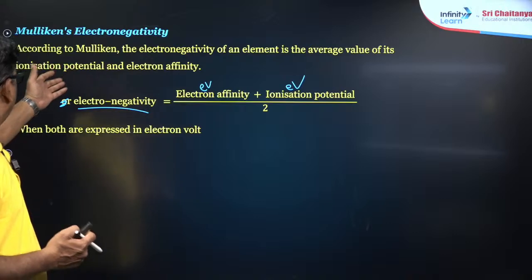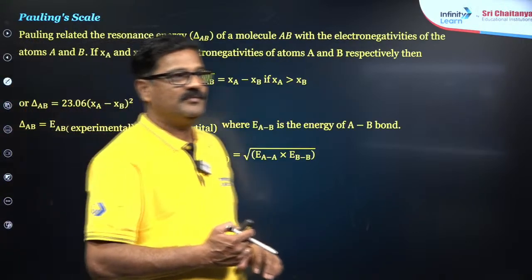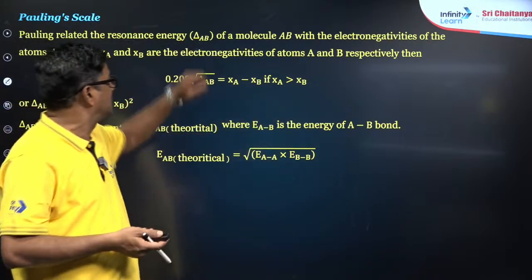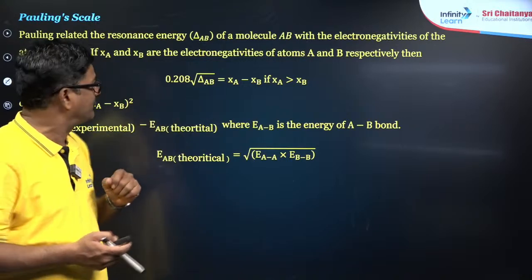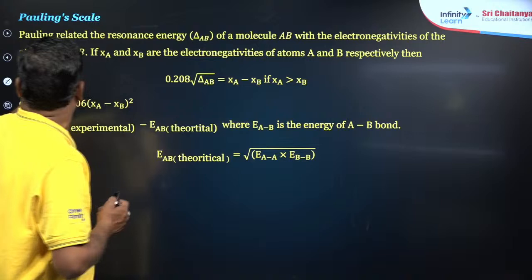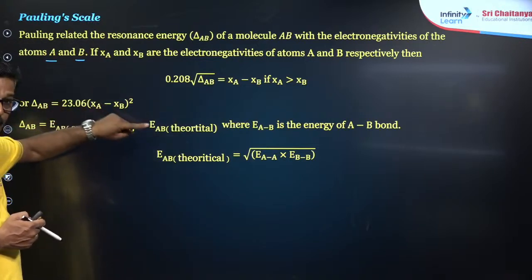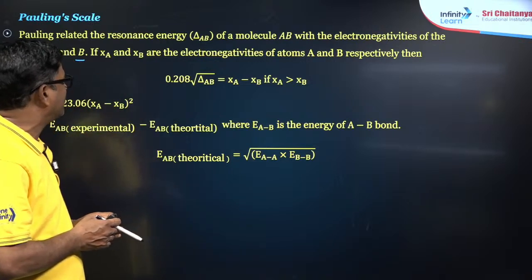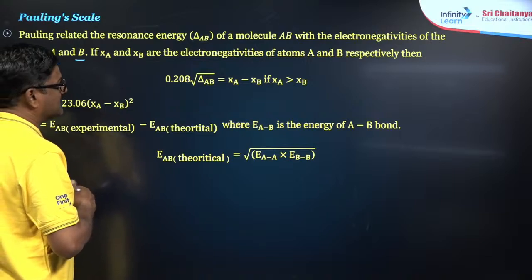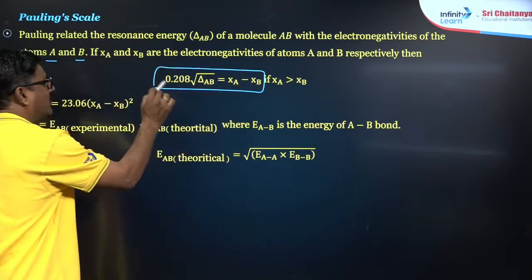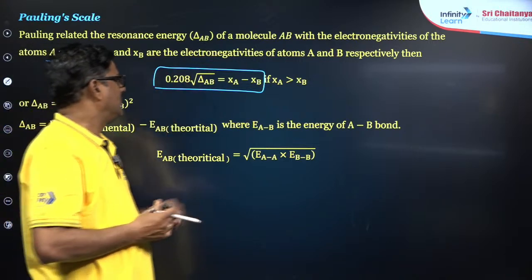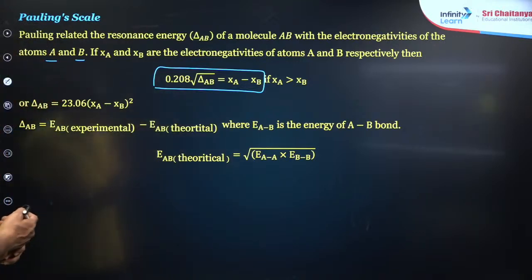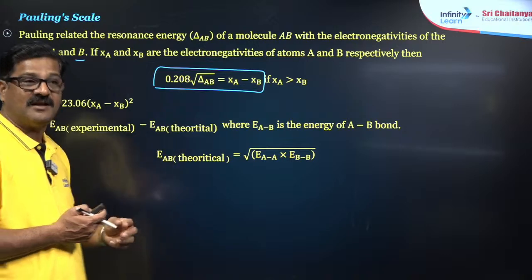Now, another scale, after the Mulliken scale, is the Pauling scale. Pauling scale is related to resonance energy, that is delta AB of a molecule, because this is based on bond energy of a molecule AB with electronegativities of atoms A and B. If XA is the electronegativity of element A, XB is the electronegativity of element B, then the difference between the electronegativities of A and B is given as XA minus XB equal to 0.208 root delta, if electronegativity of A is greater than electronegativity of B.